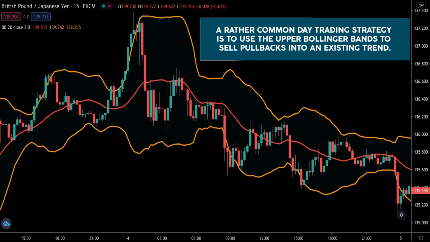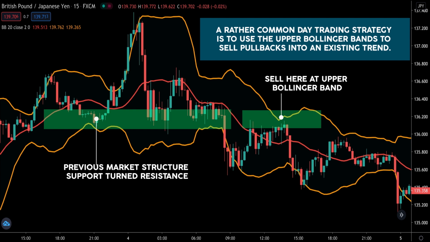A rather common day trading strategy is to use the upper and lower Bollinger Band to trade pullbacks into an existing trend. When combined with market structure, price action, and other confluence factors such as a trend line, this can be a high probability trading setup that you focus on day in and day out.